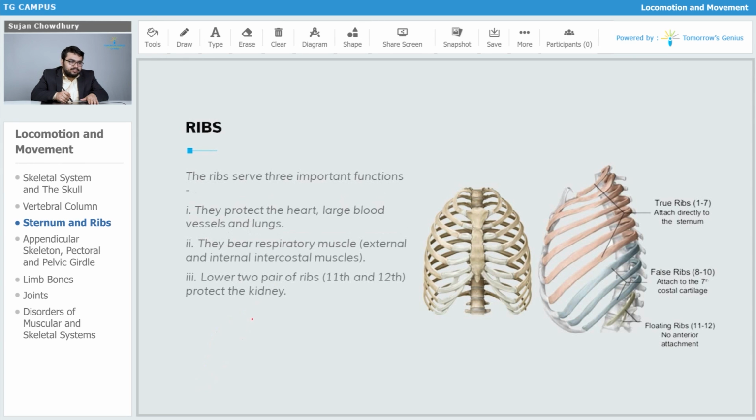And the lower pair of ribs protect the kidney, that is the 11th and 12th pair of ribs. Yes, the kidneys need to be very well protected at the dorsal side, for they are an essential organ of our abdominal cavity. They perform blood filtration, and thus they are protected by the last two pairs of ribs, which are the floating ribs. They do not come anteriorly, and thereafter they are not joined with the sternum.